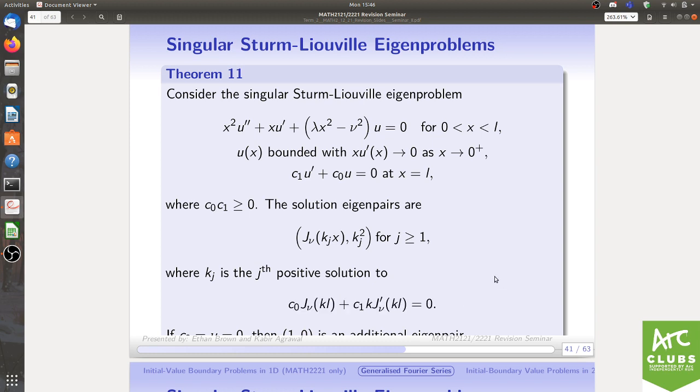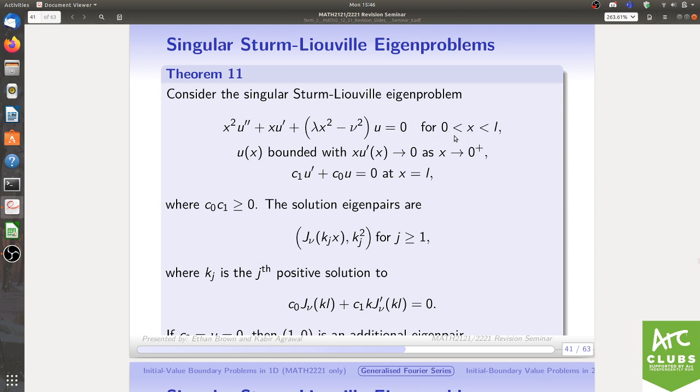So it's really no different to whatever we've just covered. All we've done is we've automatically realized that lambda is going to take the form kj squared, like some squared number, and then our solution will already take the form u equal to a Bessel function of degree v. So we've already extrapolated the solution from our initial eigenproblem.